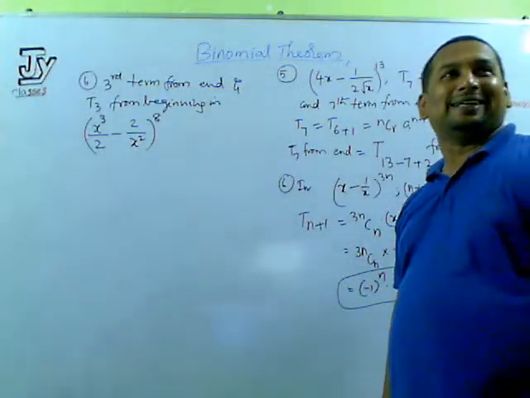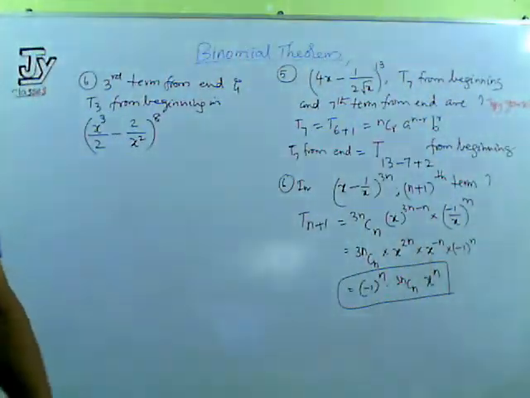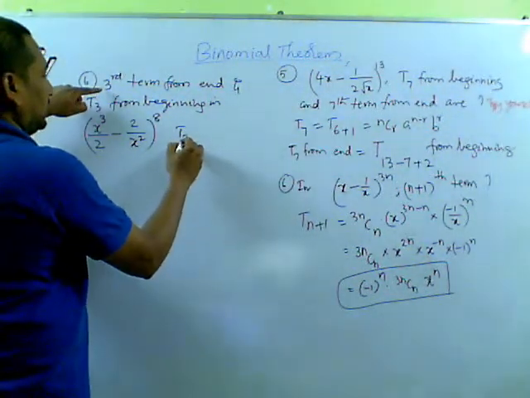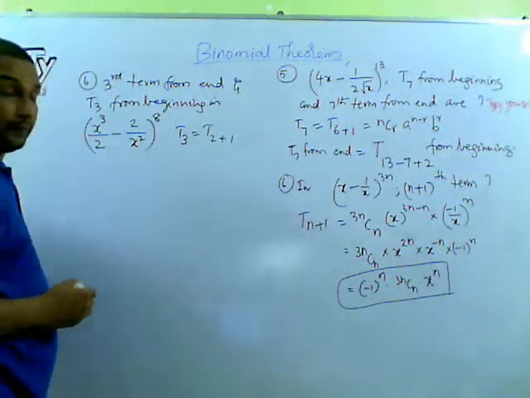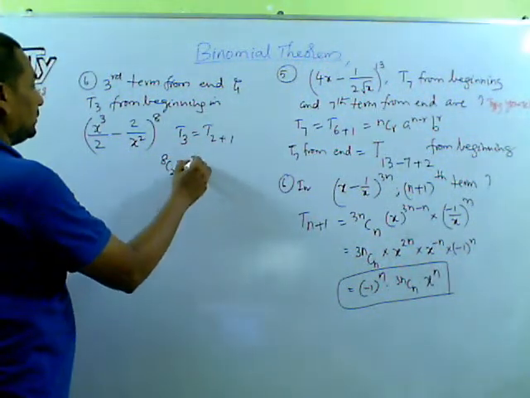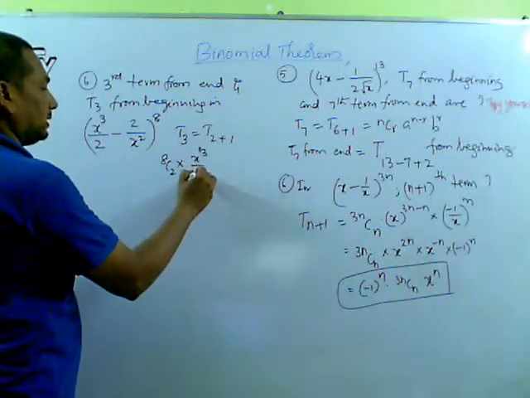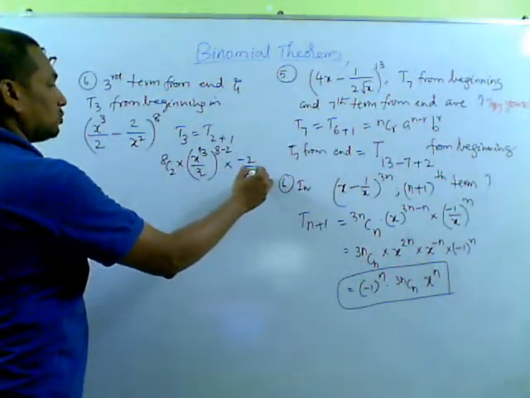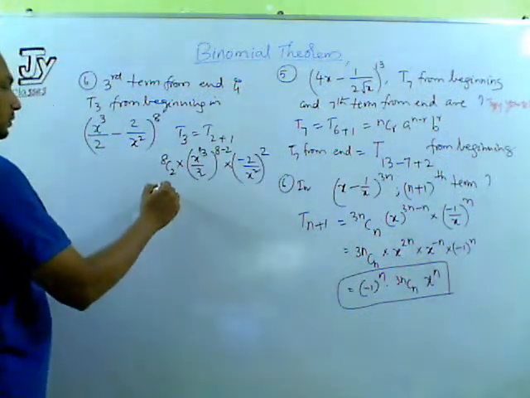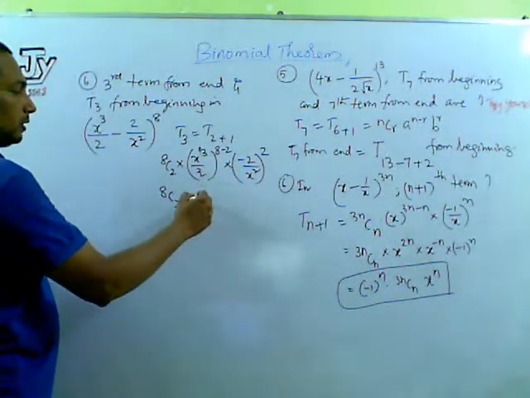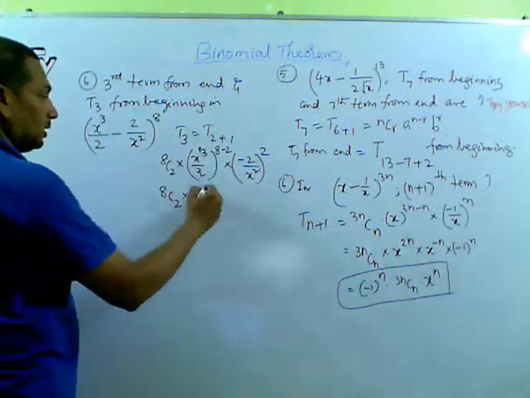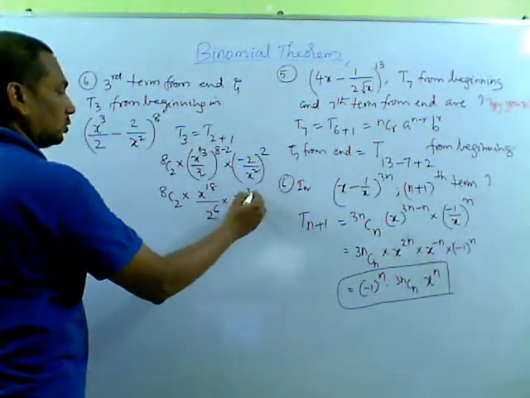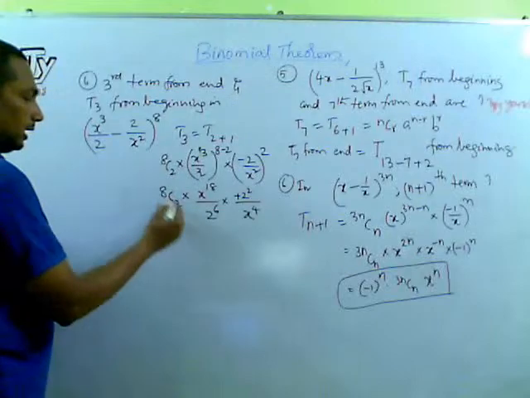Okay, can you do this sum? Simply T3 is equal to T2 plus 1, that is from the beginning. T2 plus 1 means 8C2 into (x square, x cube by 2) whole to the power of 8 minus 2 into (minus 2 by x square) whole to the power of 2. So 8C2 into (x power 3) whole power 6, x power 18 by 2 power 6, into minus 2 whole square, 2 power 2 by (x square) whole square, x power 4.